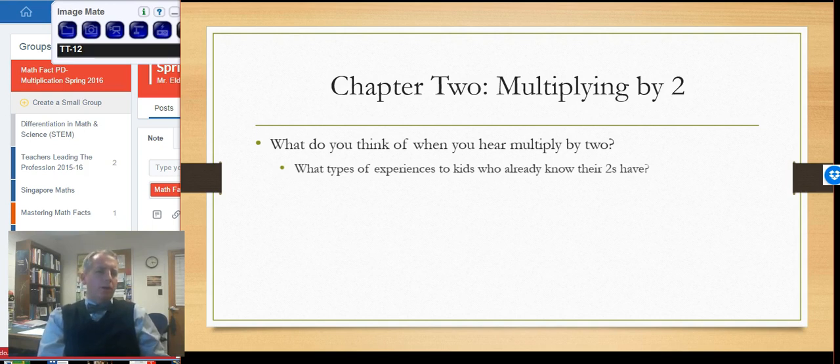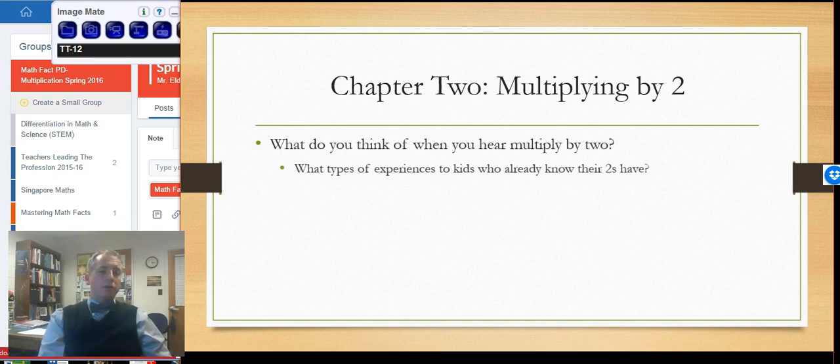I mean, you think about how many different times we do things like double something. It's kind of automatic that, well, I have this and I'm going to double it, whether it's a recipe or the money in our pocket. If I have a quarter and I double it, then I have 2 and that makes 50 cents. So you just think about all the many experiences we have with multiplying by 2.